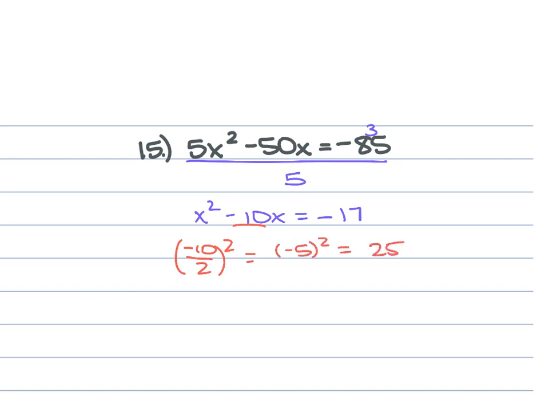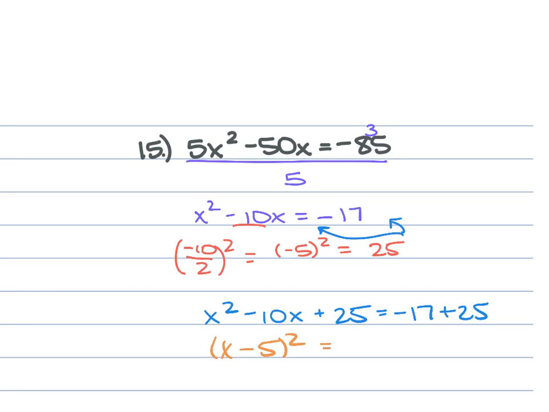We're going to add the 25 to both sides, so we get x squared minus 10x plus 25 is equal to negative 17 plus 25. So we're going to factor the left side, add the right side. When we do this, we are going to have x minus 5 squared is equal to 25 minus 17 gives us 8.